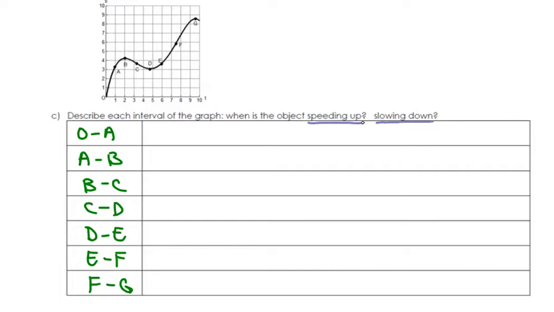Let's start from O to A. When we talk about our slopes, this is a very steep slope, and then it gets less steep, and it gets less steep. Notice that it's trying to get towards that peak at B, and you know that the slope at B is going to be 0. So your slopes are decreasing in value, which means that we're slowing down.